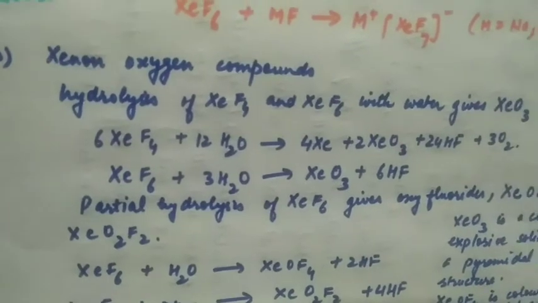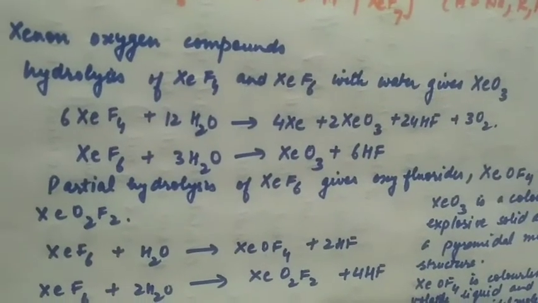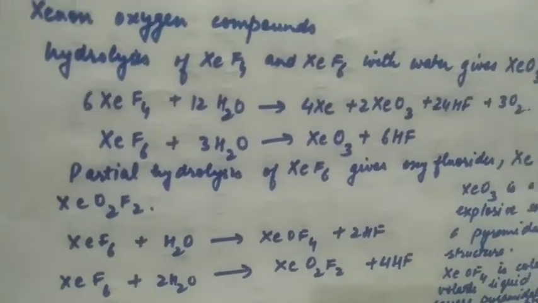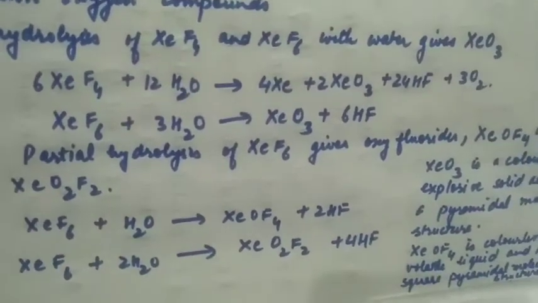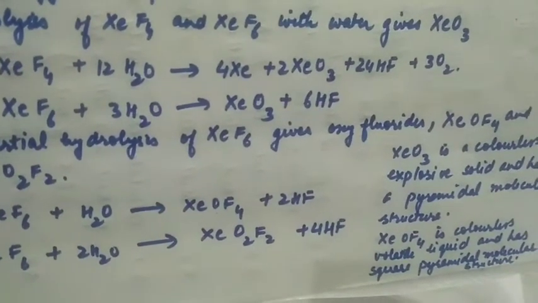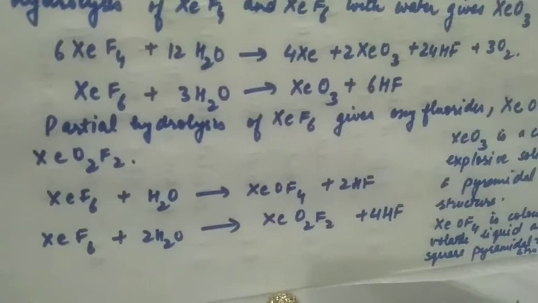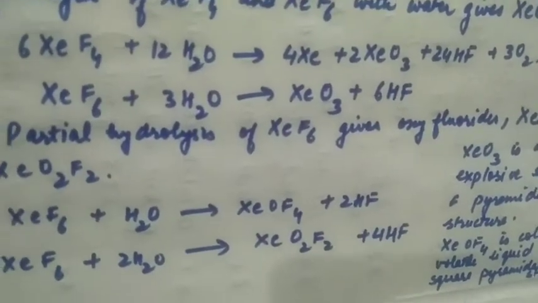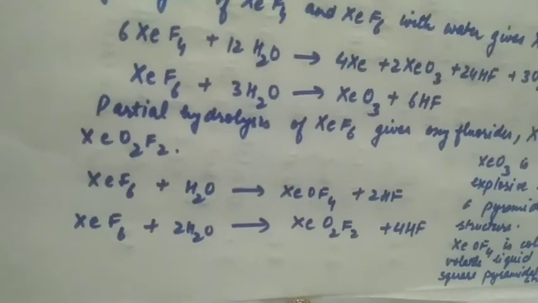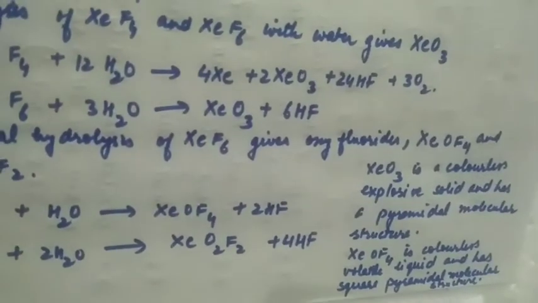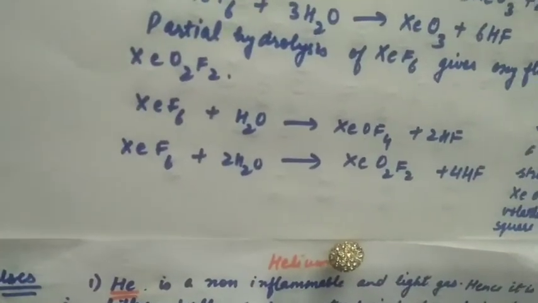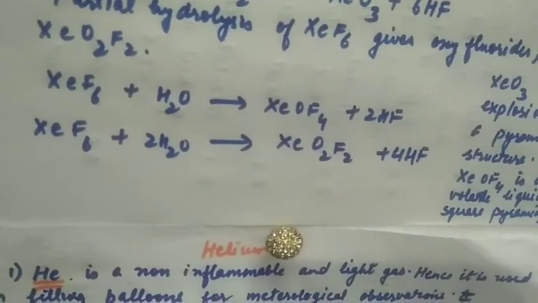Xenon oxygen compounds. Hydrolysis of xenon tetrafluoride and xenon hexafluoride with water gives xenon trioxide. Xenon tetrafluoride plus 12 water will give xenon plus xenon trioxide plus HF and oxygen, and xenon hexafluoride plus 3 water will give xenon trioxide and HF. Partial hydrolysis of xenon hexafluoride gives oxyfluorides XeOF4 and XeO2F2. So these are the reactions.